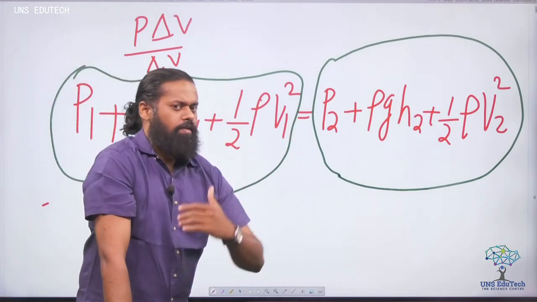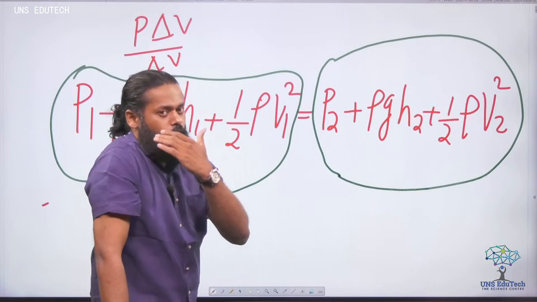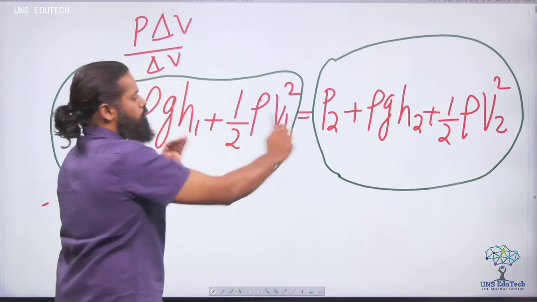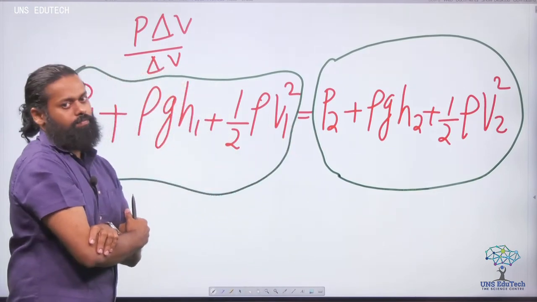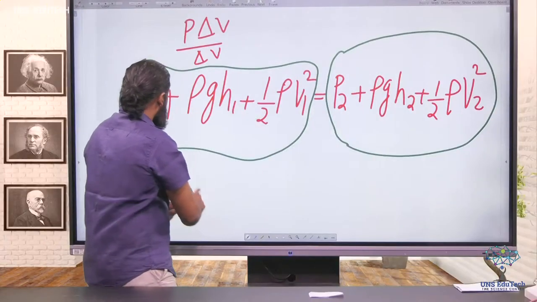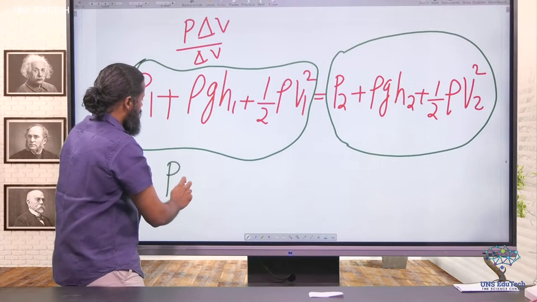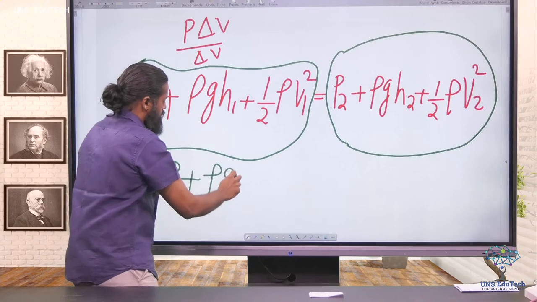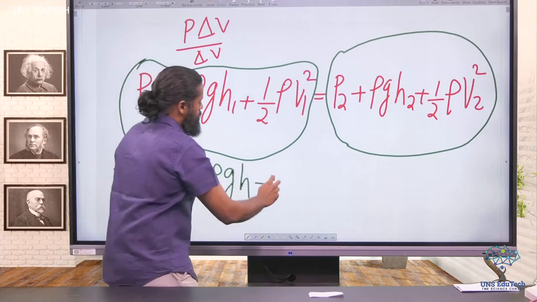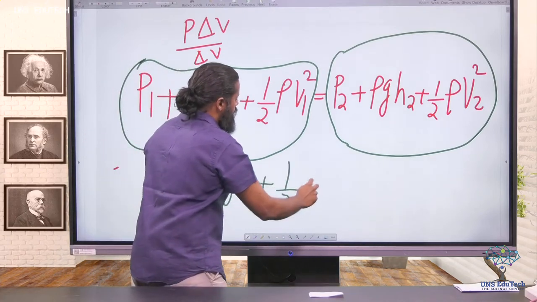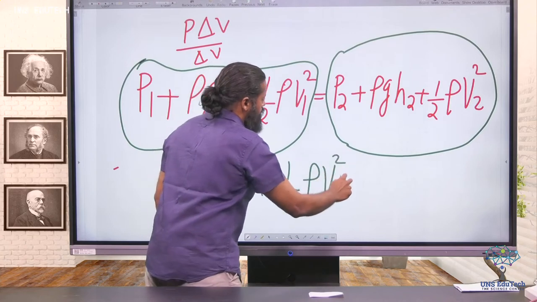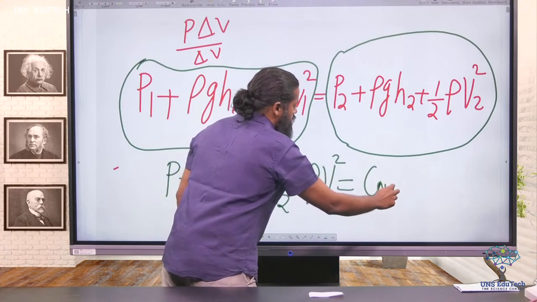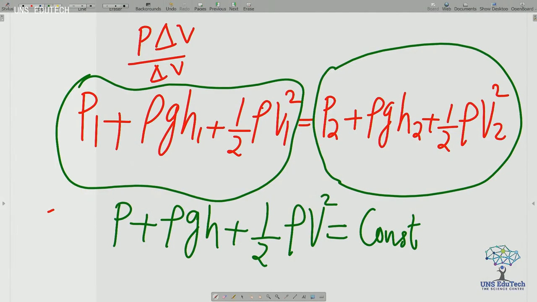In any section, for an ideal flow, the sum of these three quantities will be constant. Generally we can write P plus rho g h plus half rho v square will be a constant. This principle is called Bernoulli's principle, or conservation of energy applied to fluid.